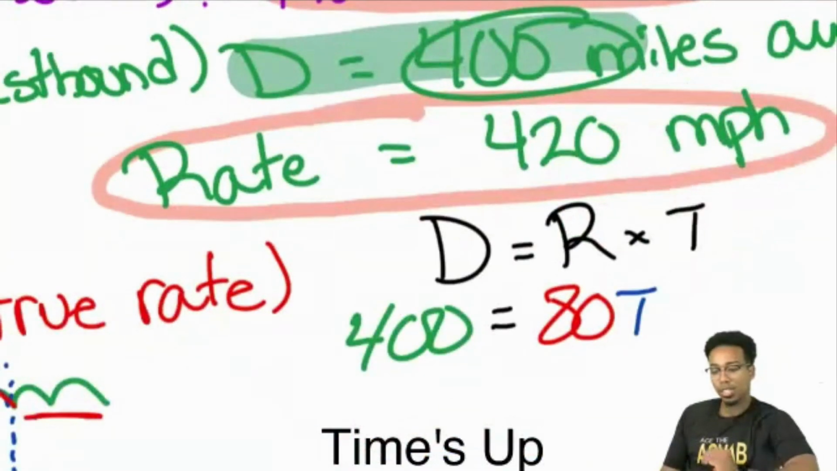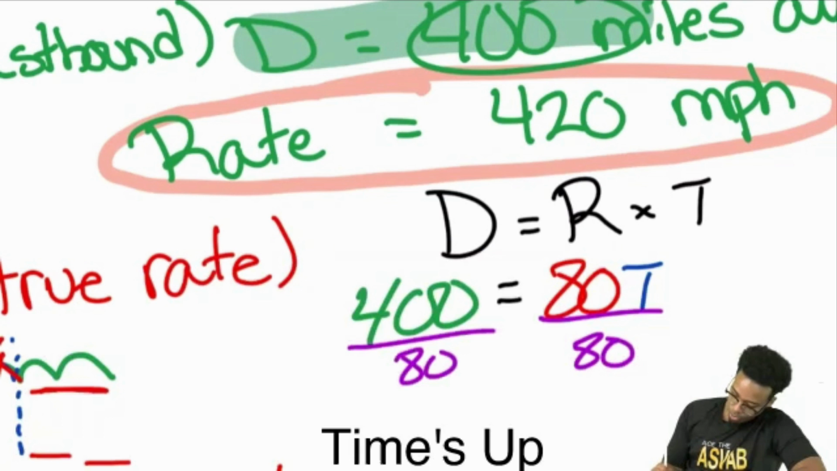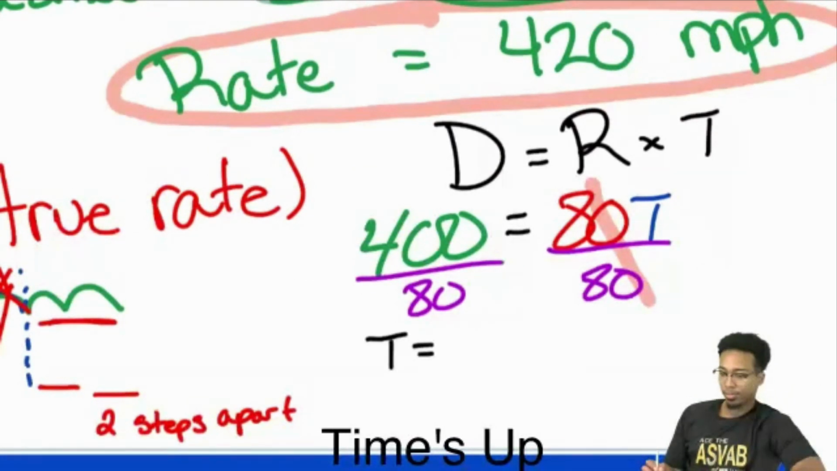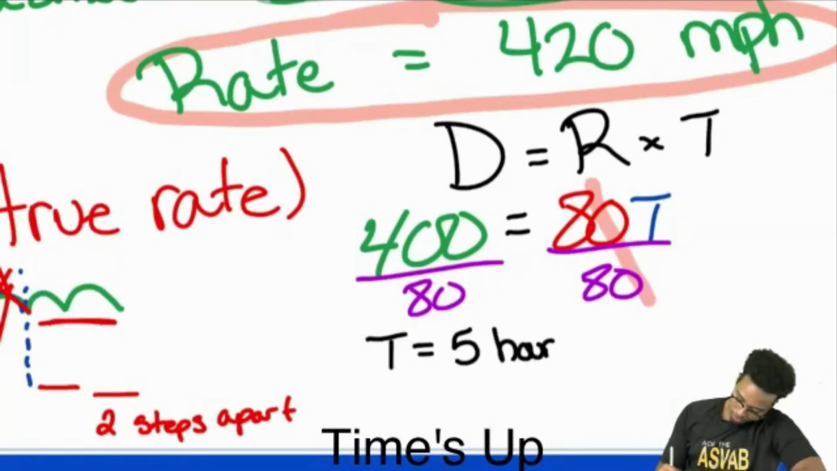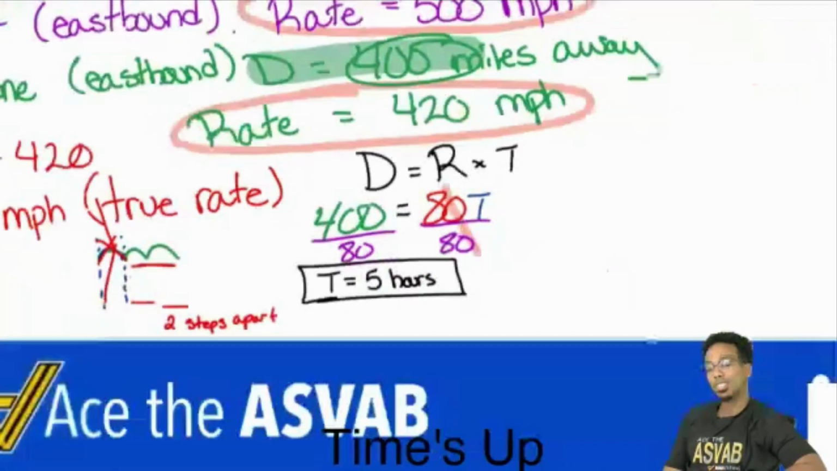Everybody, what's the last thing we need to do here to solve this? Divide by 80 on both sides. Appreciate y'all not getting lazy there. Appreciate that. There we go. Divide by 80 on both sides. Let's do that right there. And we are good. Booyah, booyah. Cancels on the right side. And we get T equals what, everybody? 5 what? 5 hours.